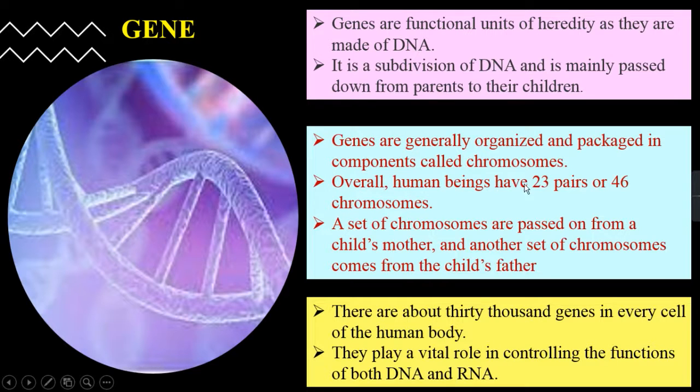Overall, human beings have 23 pairs or 46 chromosomes. A set of chromosomes is passed on from a child's mother, and another set of chromosomes comes from the child's father. There are about 30,000 genes in every cell of the human body. They play a vital role in controlling the functions of both DNA and RNA.